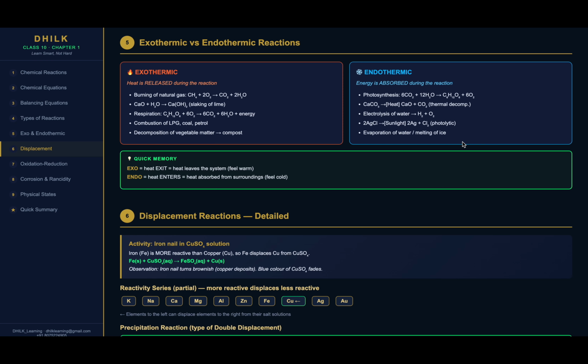Okay, this is about endothermic and exothermic reactions. So we can say exo means heat is exiting from the system. Heat leaves the system and feels warm to the surrounding, and endo means heat enters the system. So heat is absorbed from the surrounding, which means the surrounding becomes cold. Okay, now let us go a bit deeper into displacement reactions and also talk about precipitation reactions.